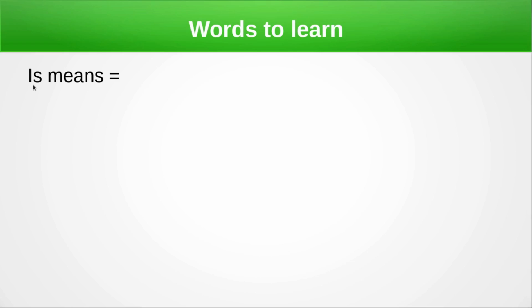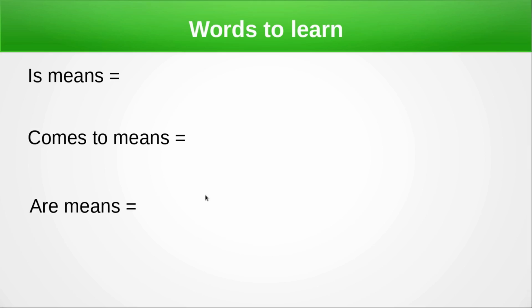One is "is". So "is" means equals. We'll see how that comes into play later on. "Comes to" also means equals, and "are" means equals. We're going to look at 3 examples on the next slide that actually show this being used, which should make it clearer. But really you want to make a note that "is" means equals, "comes to" means equals, and "are" means equals.